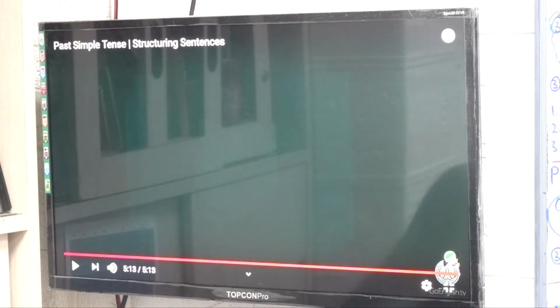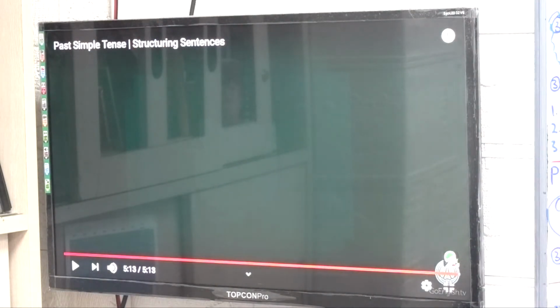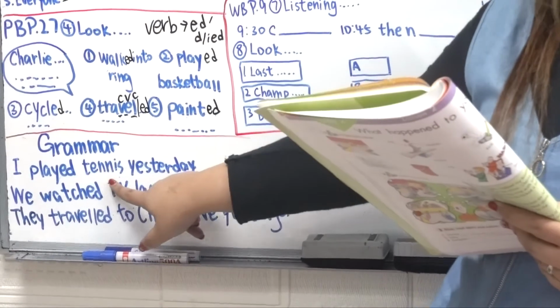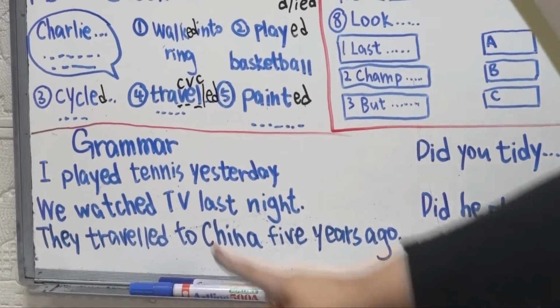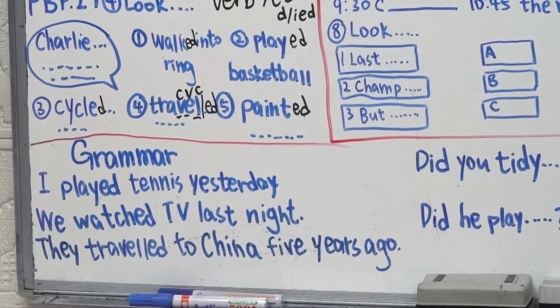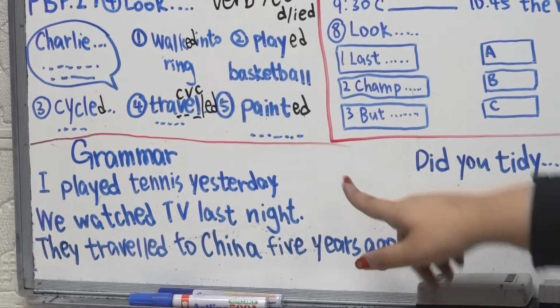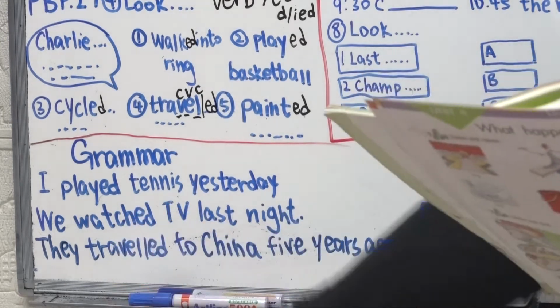Alright, so we did a little bit of revision of past tense from this video, right? Now let's have a look at our book. Page 27. So how do we make questions in the past? Questions are here and affirmative are here. Let's have a look at the affirmative first. I played tennis yesterday. We watched TV last night. The third one is they traveled to China 5 years ago. So the timing words like yesterday, last night, and 5 years ago tell us we have to use past tense when an action happens in the past. Verb add ed, right?